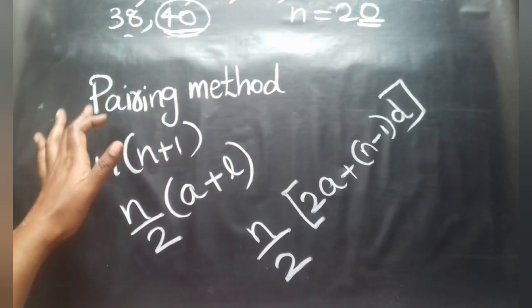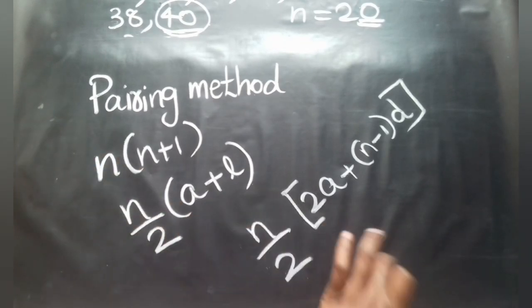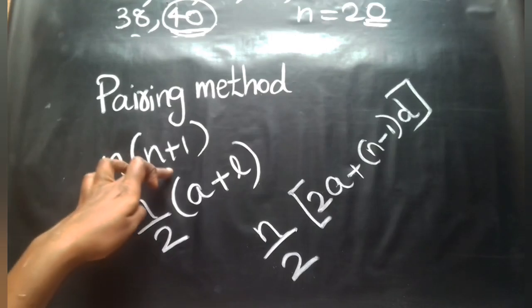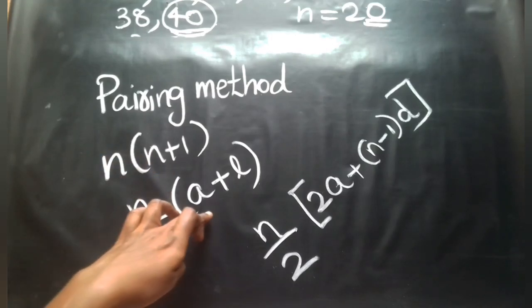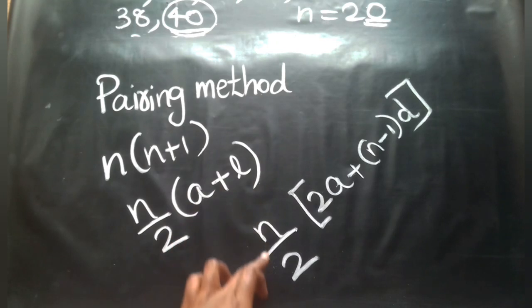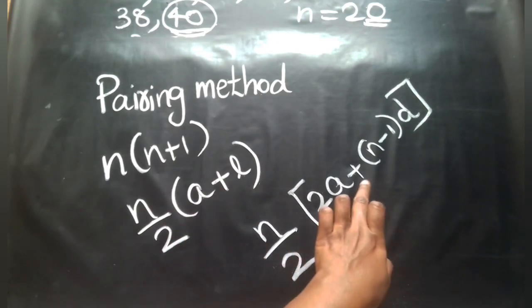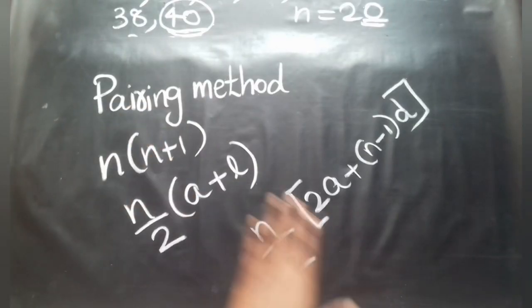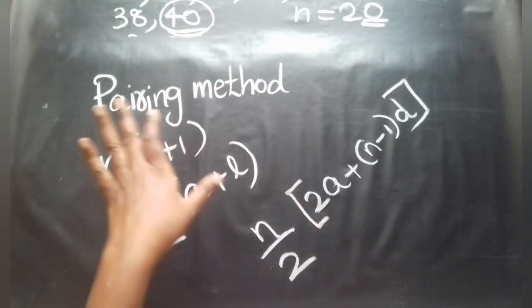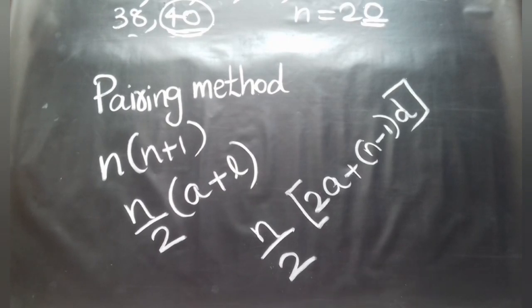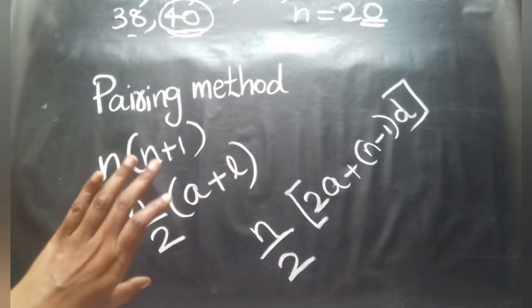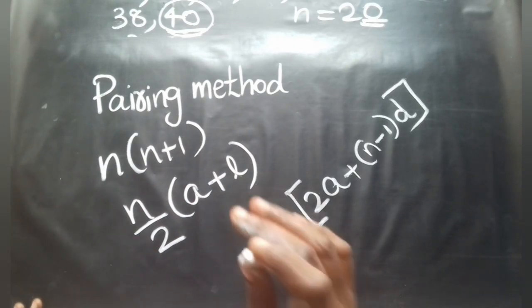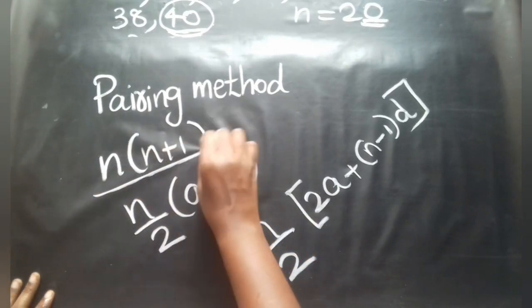First example, we have solved in 4 different methods. Pairing method, then using the formula n into n plus 1, or else n by 2 into first term plus last term, or else n by 2 into 2a plus n minus 1 into d. These all 4 methods are used to find the sum of all even numbers. But one thing you need to remember is, if the sequence is of consecutive even numbers starting from 2, you have to use this formula.